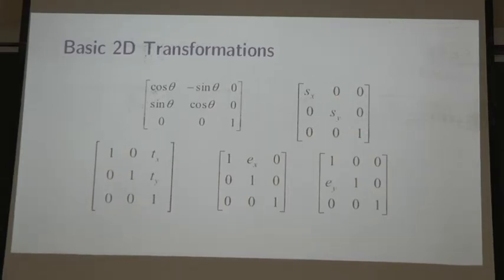and Sy along the y dimension. If the scale factors are 1, that will be identity scaling, nothing will happen. If they are smaller than 1, shrinking will be happening. If they are larger than 1, expansion will be happening. Okay? This is translation. This is shear along the x direction. This is shear along the y direction. Okay? You'll get to practice these in your homework.